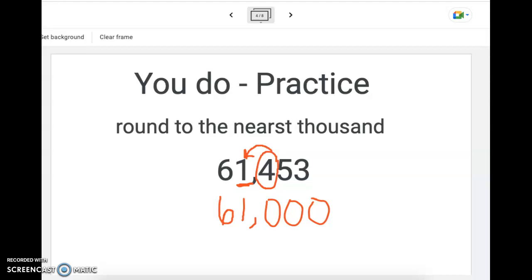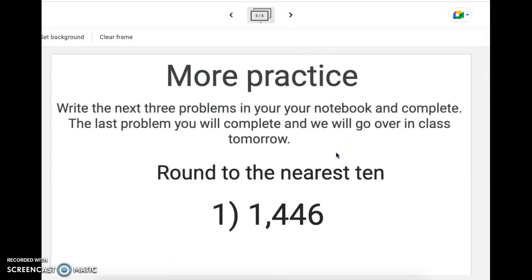If you had that, fantastic job. If you didn't, do you understand where you went wrong and what mistake you made? Here's some more practice. You are going to write the next 3 problems in your notebook and complete. The last problem you will complete and we will go over in class tomorrow. So these problems, you are going to round to the nearest 10 for 1,446. Go ahead and write that in your notebook. When you are ready to hear the answer, you will hit play and you will hear the answer. You may pause now to work on that.